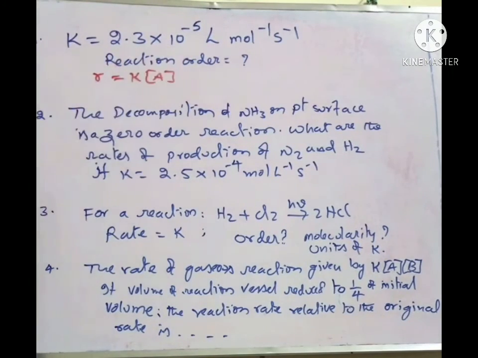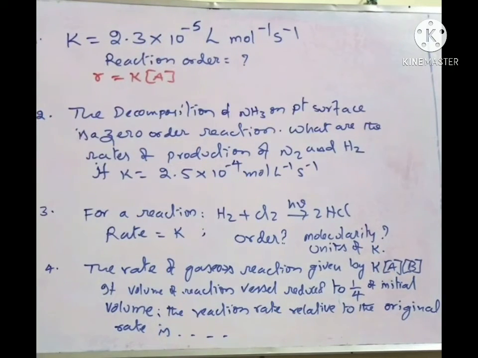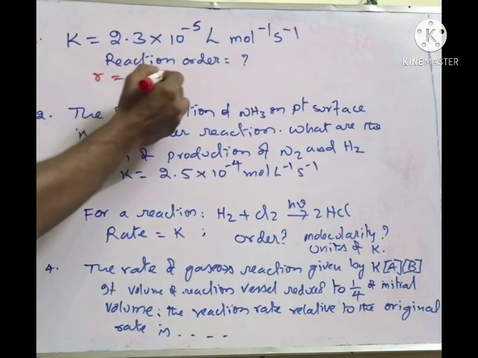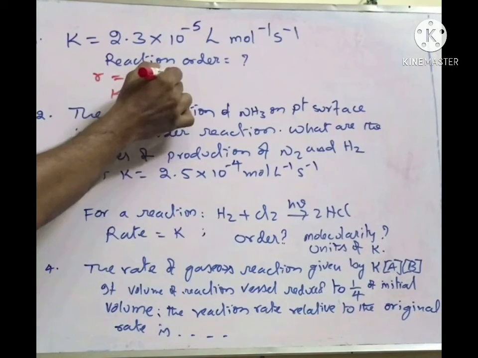If the power is 0, it is a 0 order reaction. If it is 1, first order. If it is 2, second order. So we can get that K equals R divided by the concentration of this.